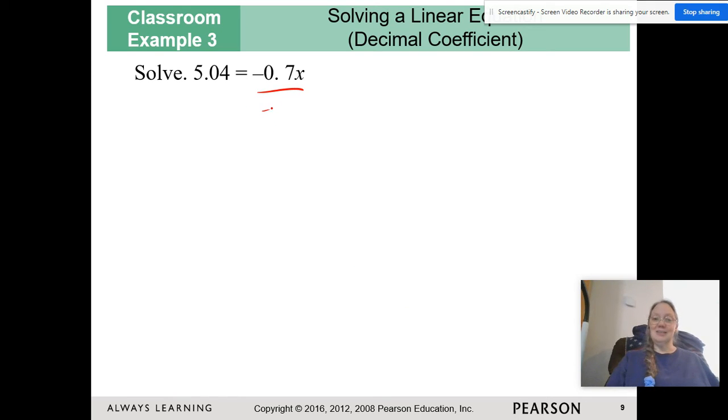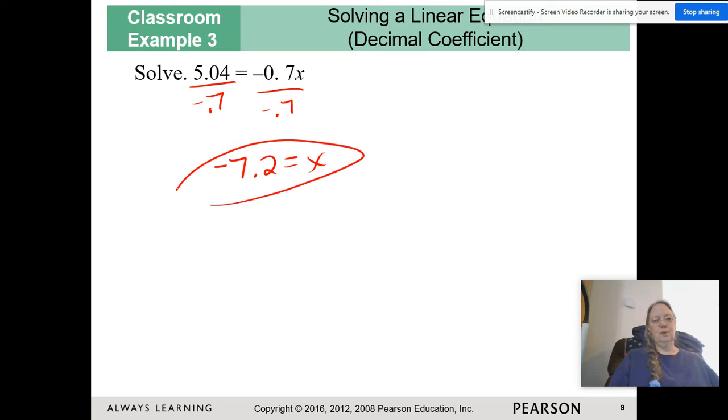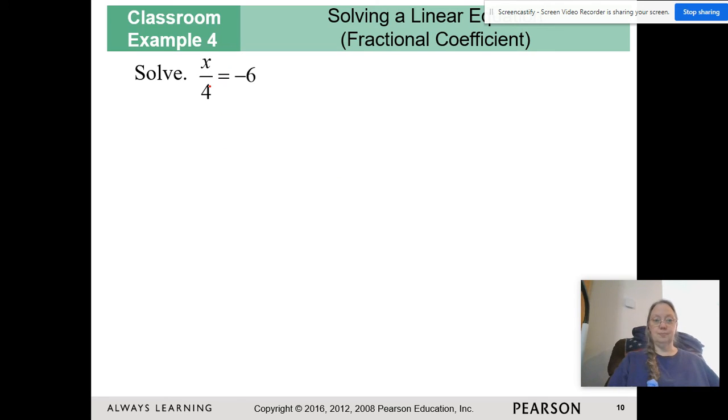This one has a decimal in the original problem, so having a decimal in the original problem means we are allowed to have a decimal in the answer. So we're just going to take our calculator, 0.04, and divide it by 0.7, and we end up with -7.2. So notice a decimal is perfectly allowed in this problem because we started out with a decimal.